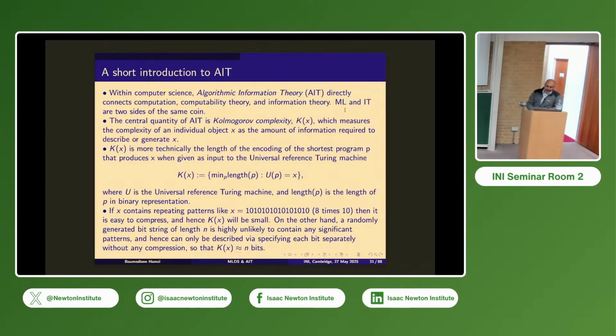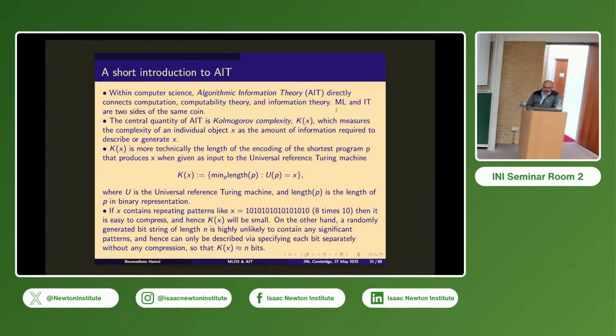So what is AIT? It's directly related to computation, computability theory, and information theory. One of the famous books in information theory is by MacKay, where he says that machine learning and information theory are two sides of the same coin. And here we want to push the argument a little bit further and say that machine learning and AIT are two sides of the same coin. So that's somehow the long-term direction that we want to pursue.